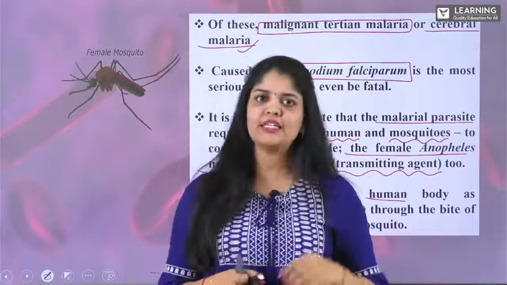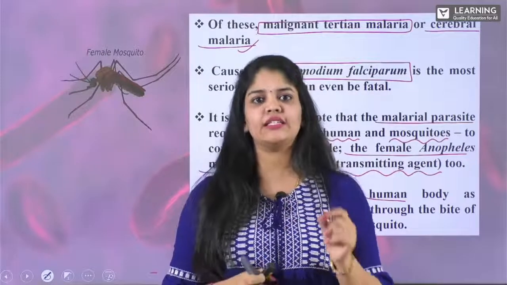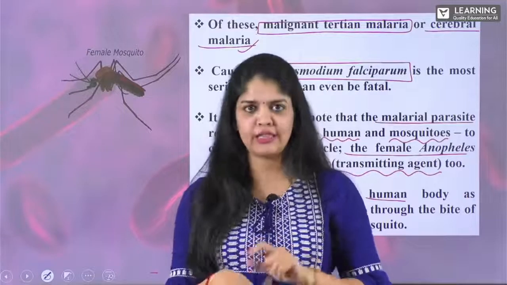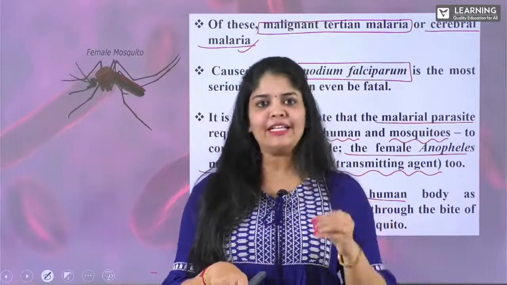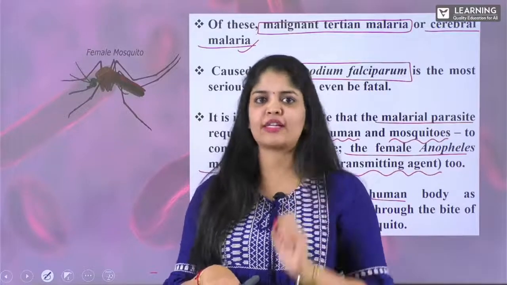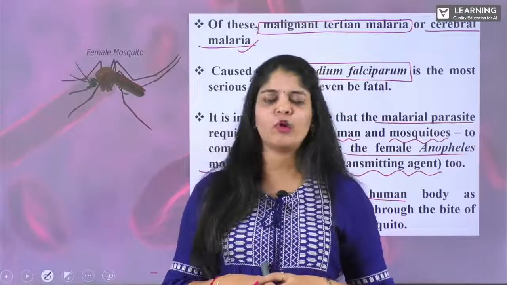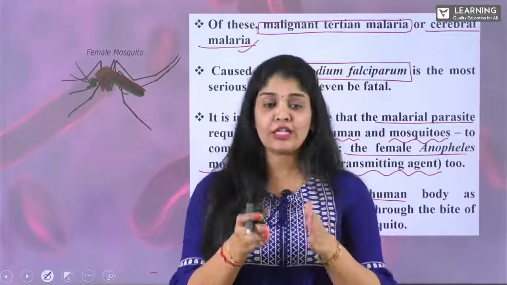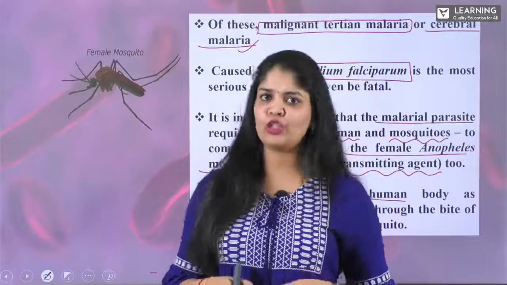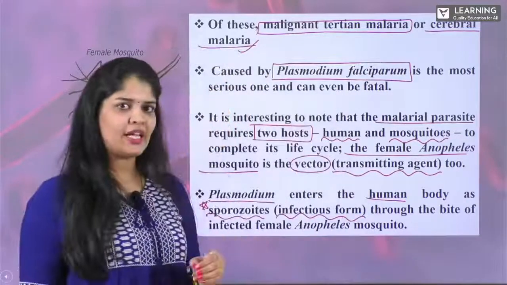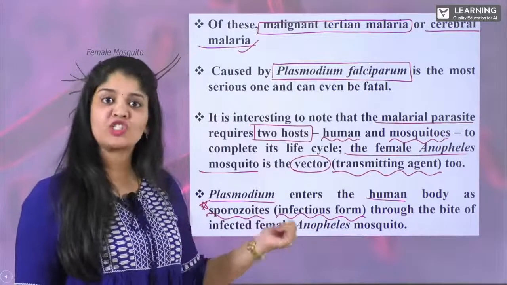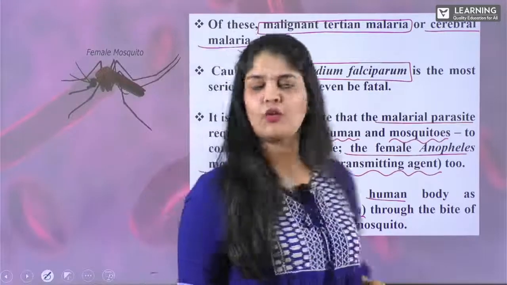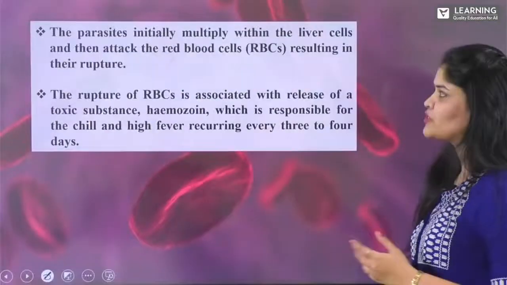Now that mosquito, which is carrying the sporozoite stage of the parasite in its salivary glands, comes and bites a healthy human. Along with sucking the blood from the human, it injects this sporozoite phase of the parasite into the bloodstream of that person. That human is now considered infected because his blood has the sporozoite stage, the infectious stage of the parasite. Now look, after that what happens?